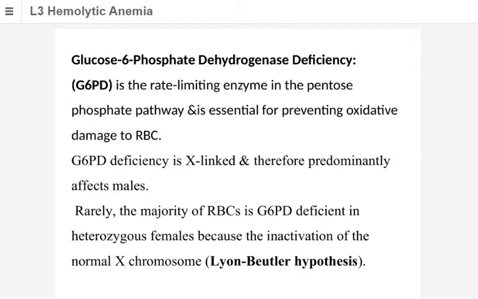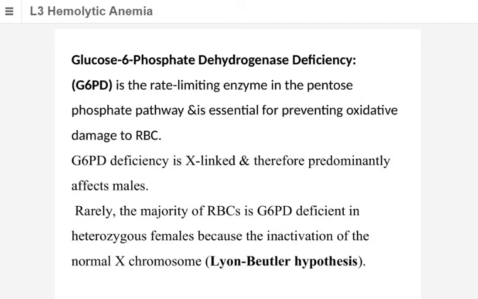Another type of hemolytic anemia is G6PD deficiency, glucose-6-phosphate dehydrogenase deficiency. It is the rate-limiting enzyme in the pentose phosphate pathway, and it is essential for preventing oxidative damage to the RBC, so it protects the red blood cell from being destroyed by oxidant material.